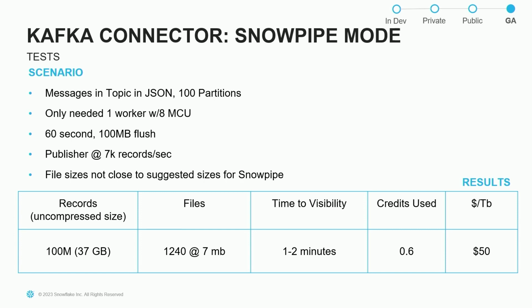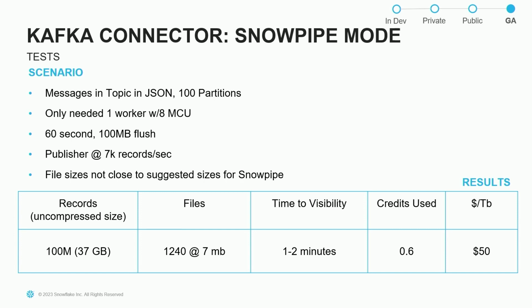In Snowpipe mode, you also see a cost per terabyte. That's pretty bad compared to those numbers we had earlier. I think we were down to low teens on some of those other solutions. The reason this is fairly high is due to those file sizes. We've got 7 megabyte files coming in. Even though I had it configured to get to well-sized files, with the 60-second flush and the message rates, I was still not getting to well-sized files.